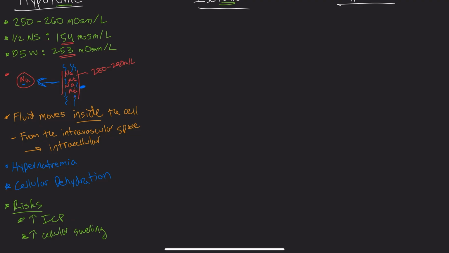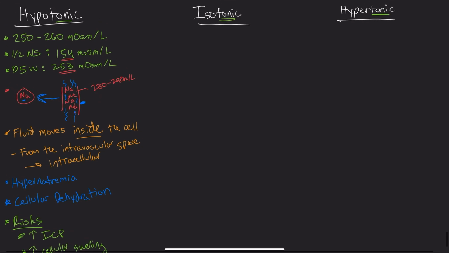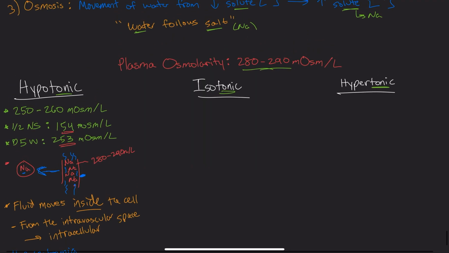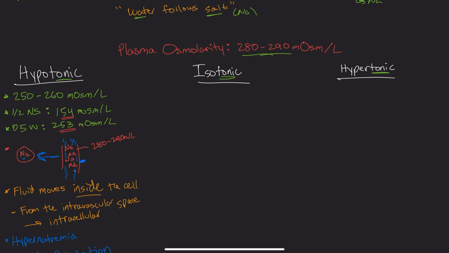Okay, so now that we've covered hypotonic, let's go to isotonic. So here, these fluids, like we said, iso, right? We know plasma is about 280 to 290, and the tonicity here is dependent on the plasma osmolarity. So if plasma is 280 to 290, these typically have a range from 280 to about 300 milliosmoles per liter. And once again, remember this is give or take a little bit, right?